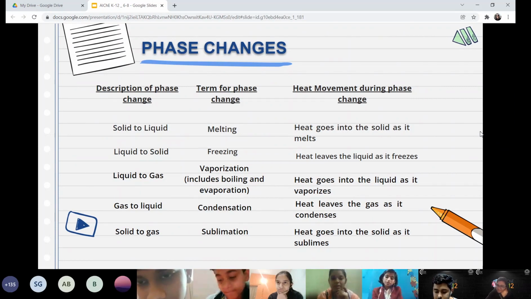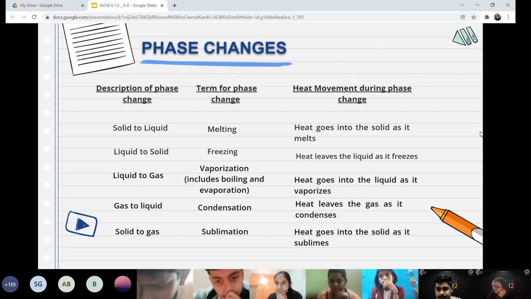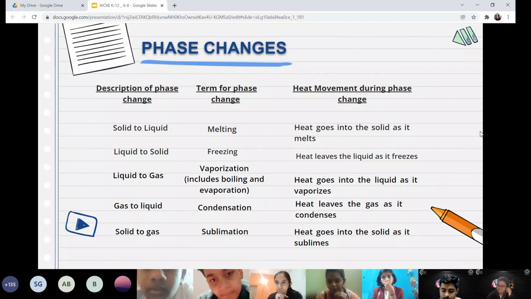The next one is liquid to gas, that is called vaporization. It includes both boiling and evaporation. Boiling and evaporation are two different phenomena. Boiling is a bulk phenomenon, that means the bulk of the matter is getting boiled, and the water is changing its phase from liquid to gas. But in evaporation, only the surface molecules of the water go to the vapor phase and not the bulk. So that is called evaporation. In both of the processes, heat goes into the liquid as it vaporizes.